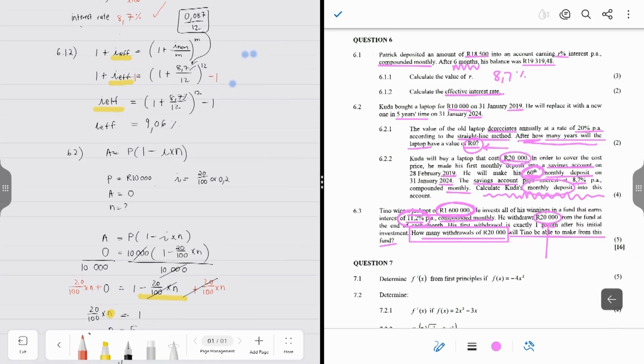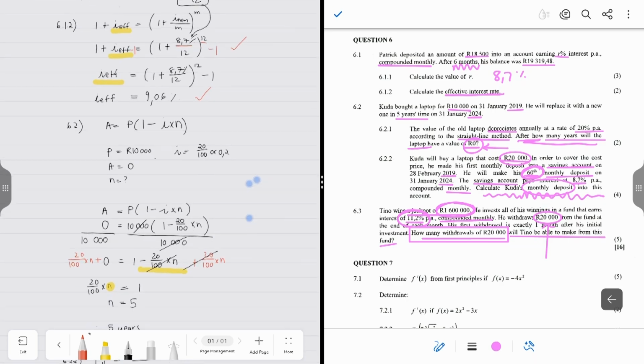For 6.1.2, it is 2 marks for the effective interest rate, and it is a formula that you must remember. The very first mark is for substituting into the correct formula. So you sub into the correct formula, you're subbing in your 8.7% over 12, and also getting that correct n value in there. And then you get your answer mark. So that is 2 marks over there.